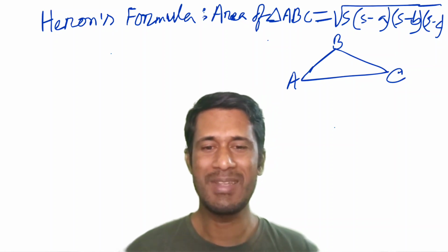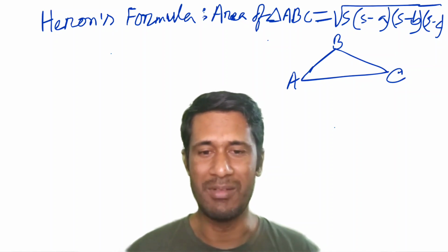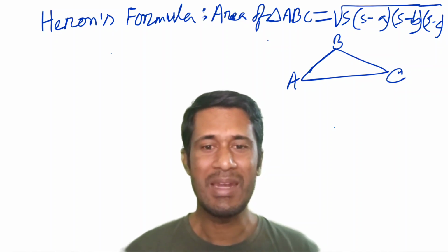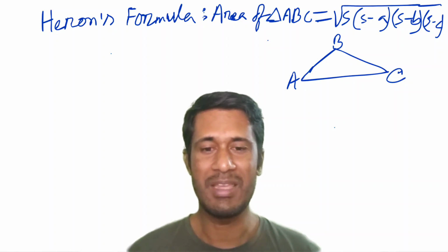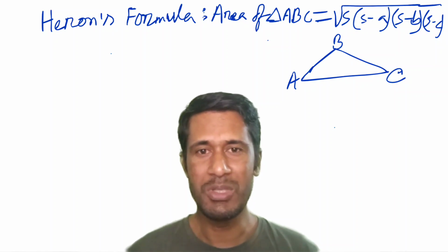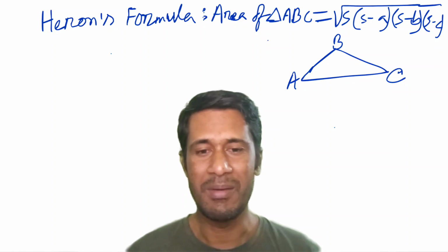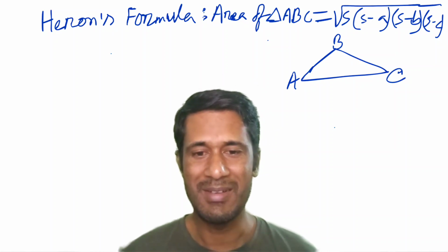Hi guys, do you know what is Heron's formula? Using Heron's formula, you can determine the area of a triangle that is not right angled. We can easily determine the area of a right angled triangle, but using Heron's formula, for a triangle which is not right angled, you can determine the area of that triangle very easily.